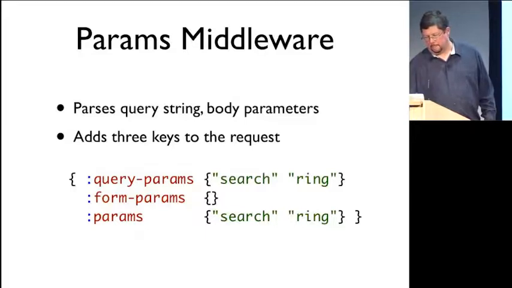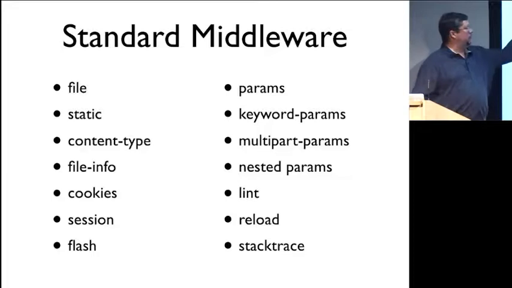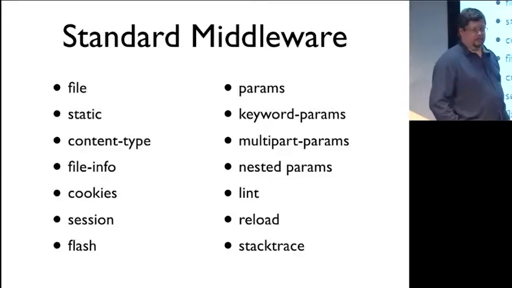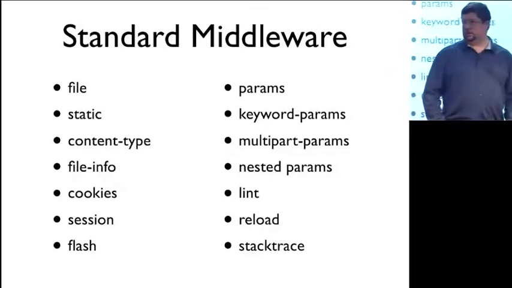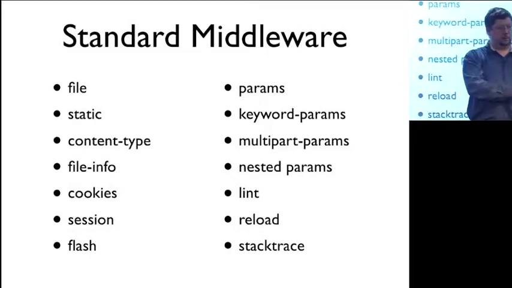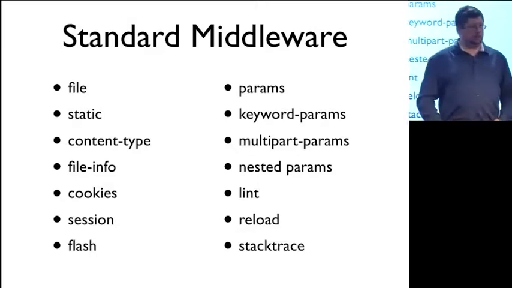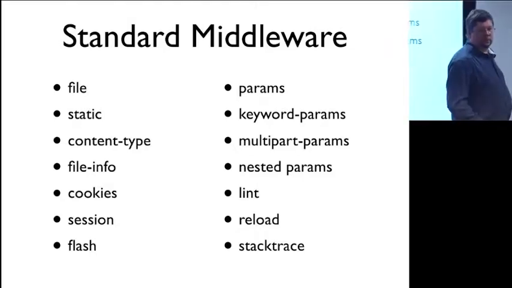Good question. So these are the standard middlewares that come with the Ring library. File: you tell it a directory, and any request that comes in, it checks to see if the URL matches the path of a file in that directory or subdirectories, and if so, it just returns right away and serves that file up. So it's a static file server.